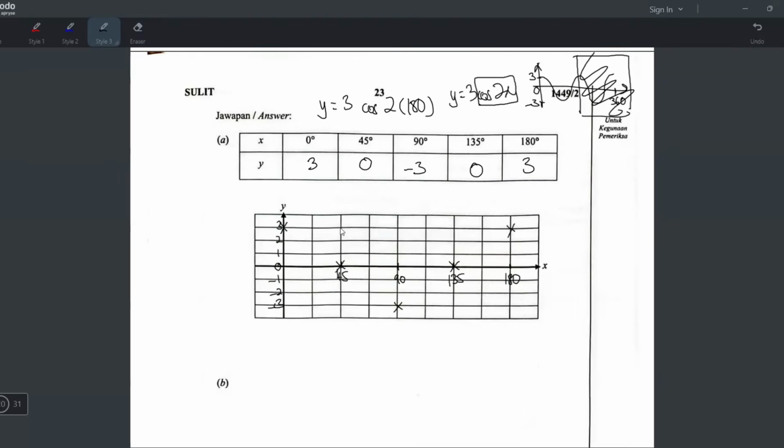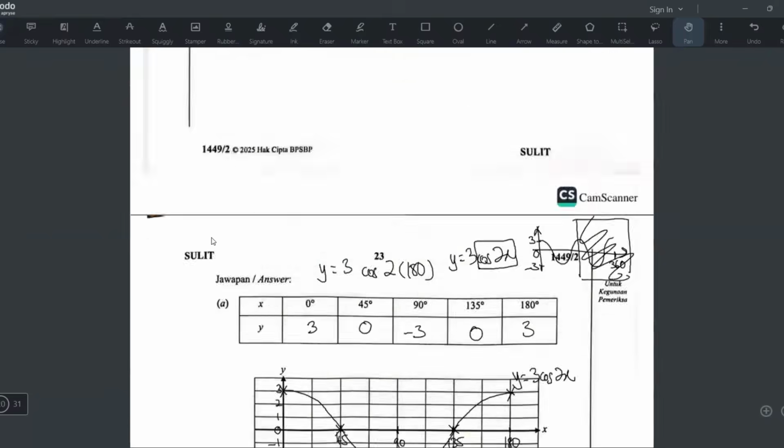And don't forget, you have to make sure you connect with the correct shape also. You have to make sure the shape is like the cos graph shape. So it has to be like a cos graph. So you use freehand to join it. So it will look something like this. Yeah, this is good enough. So now you write the equation y equals 3 cos 2x. So this is your part A finished.